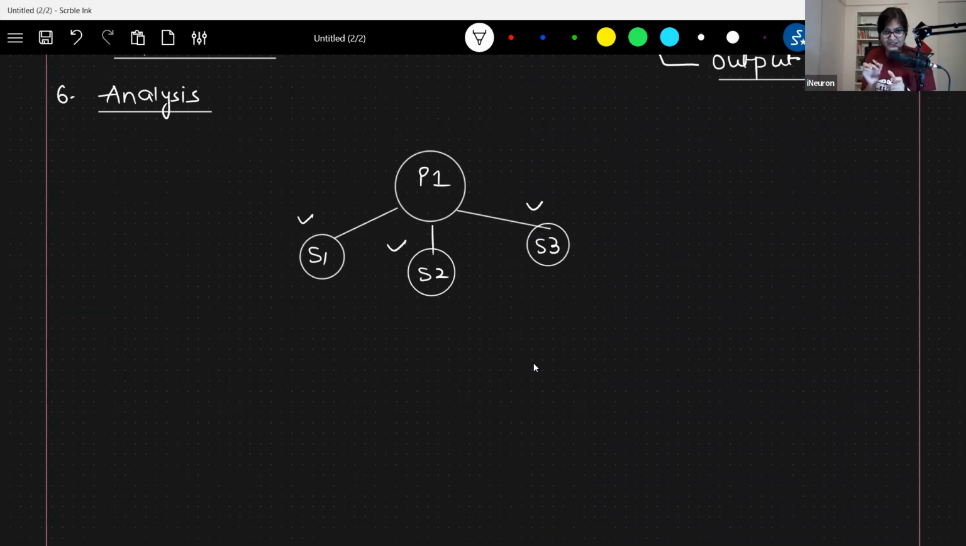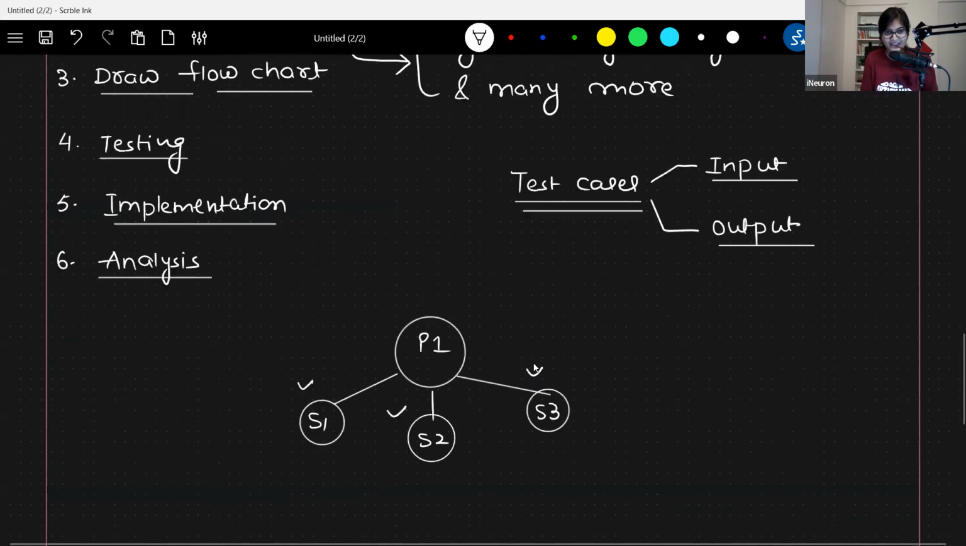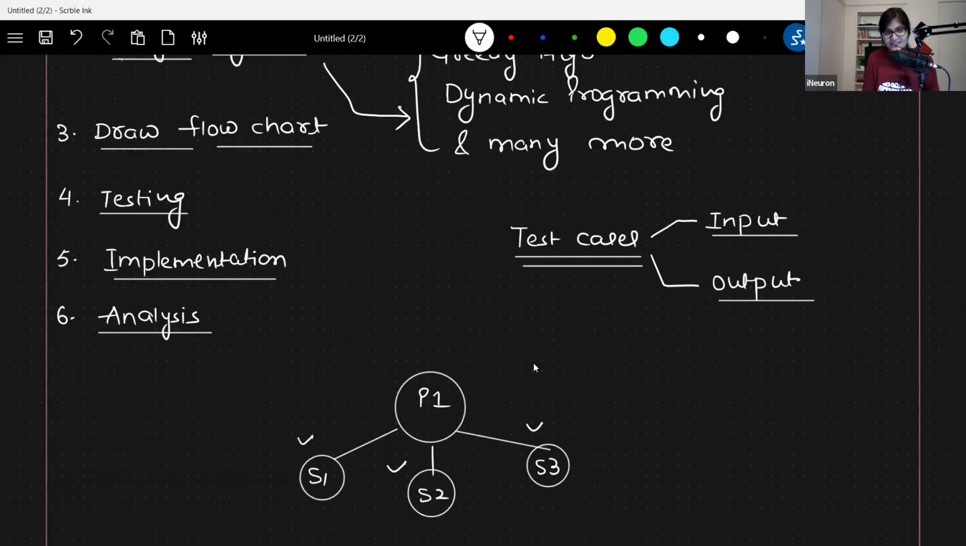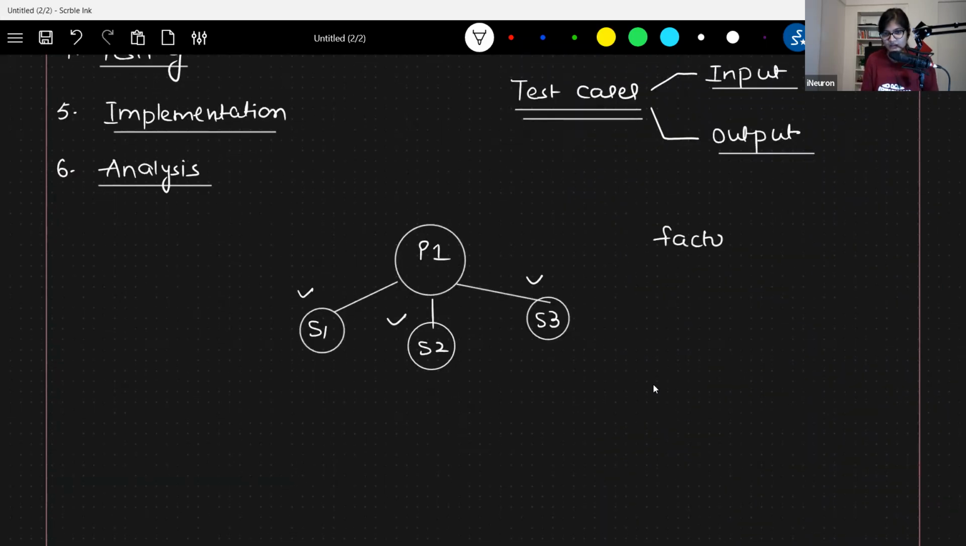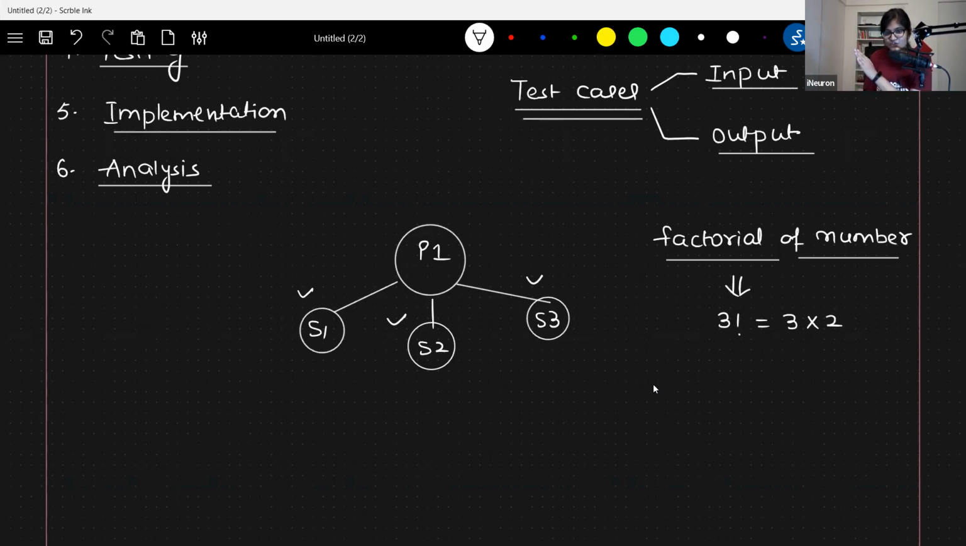I have three students, and everyone is getting the output. So in the testing phase, everyone is getting the correct output. For example, I want the factorial of a number. When we talk about 3 factorial, it is 3 multiplied by the lesser digits, 2 into 1, which equals 6.